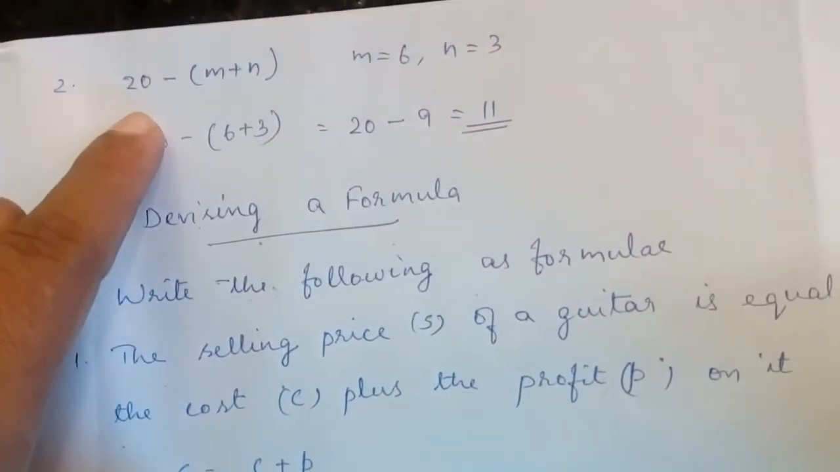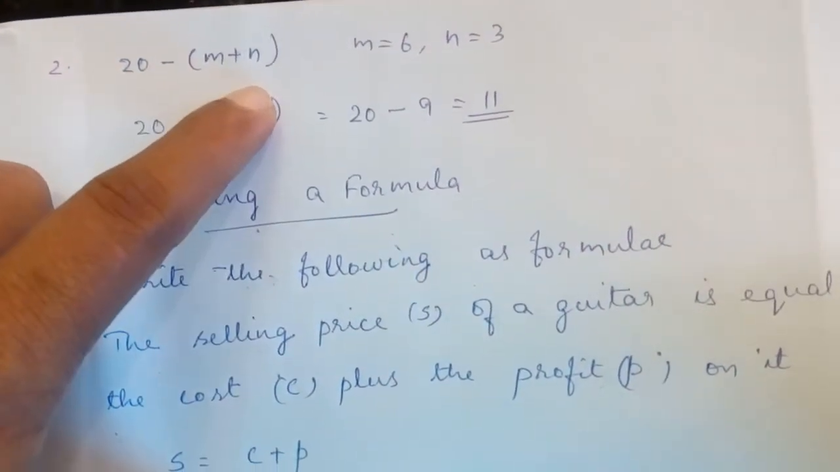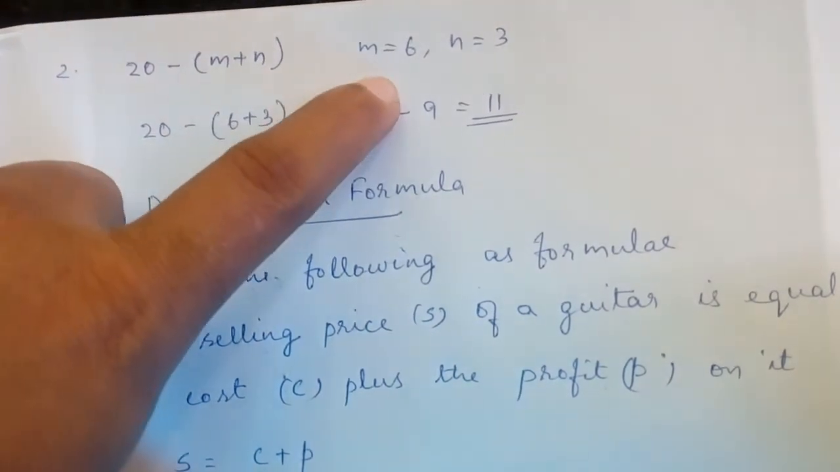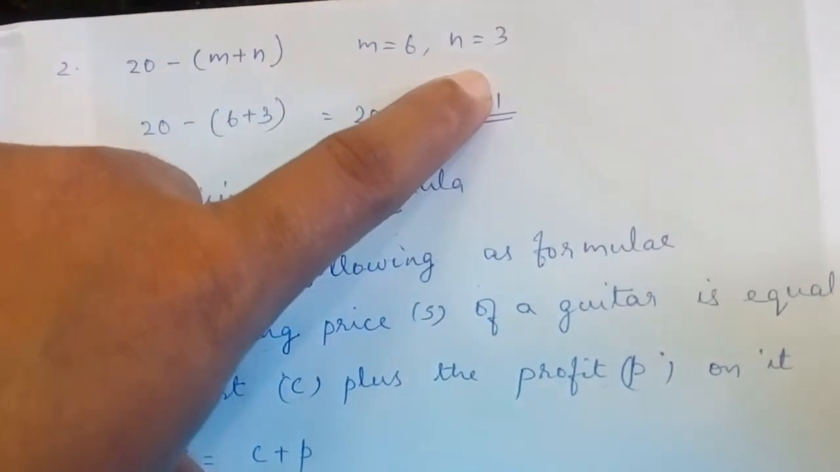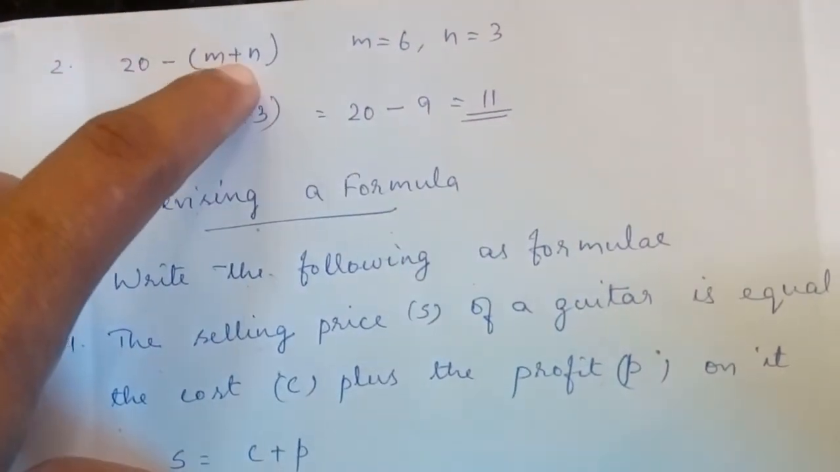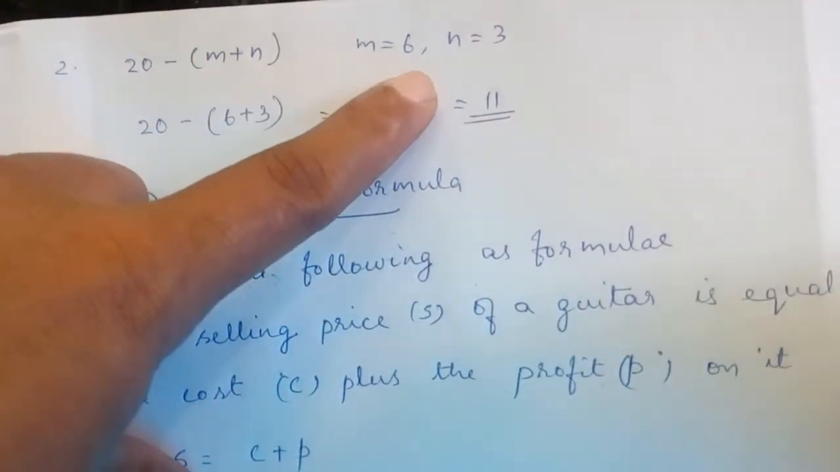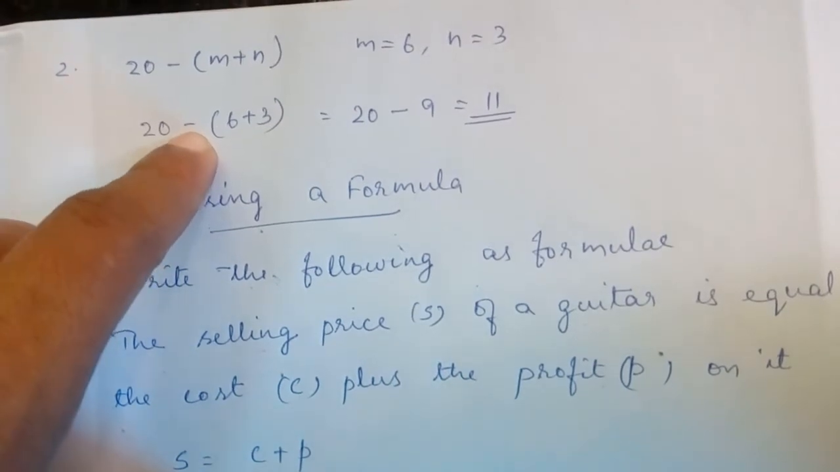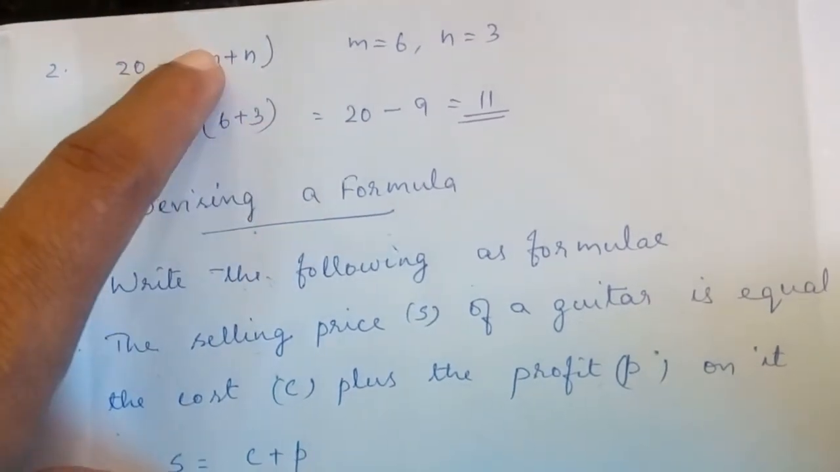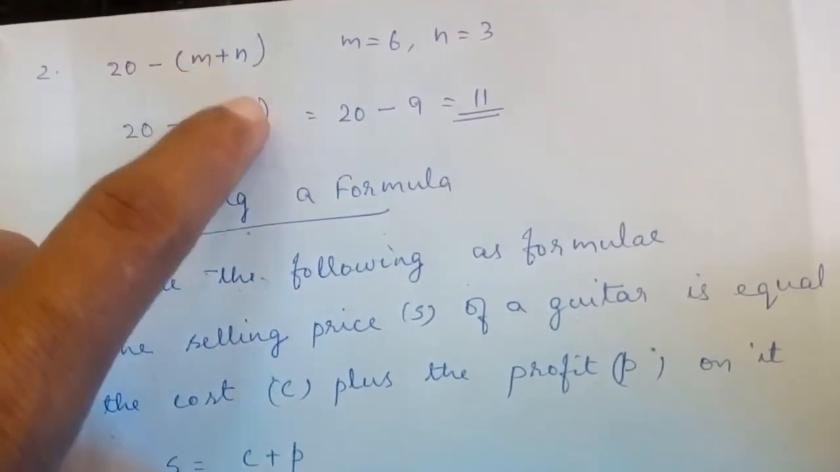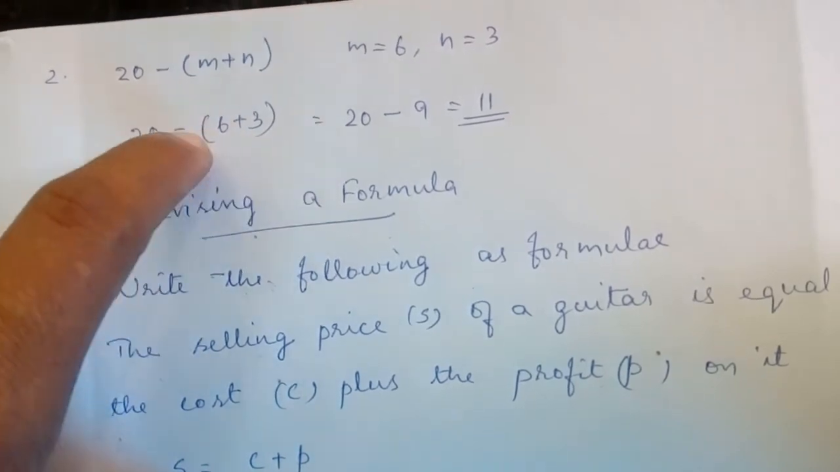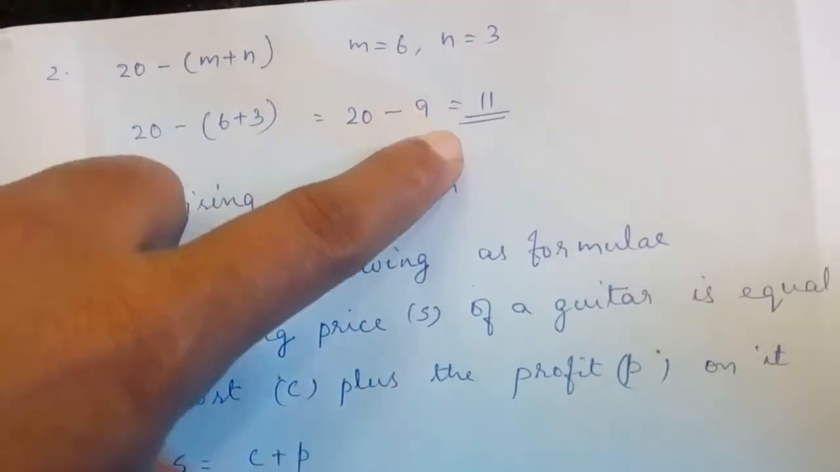Then the second expression given is 20 minus (m plus n), with m equal to 6 and n equal to 3. Find the value of this polynomial. Here also we can substitute these values, that is 20 minus (6 plus 3). M can be replaced by 6 and n can be replaced by 3. So 20 minus 9 is equal to 11.